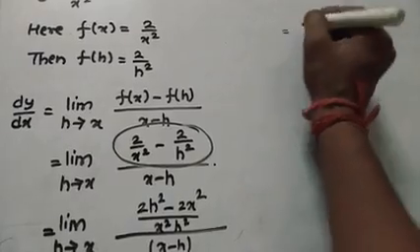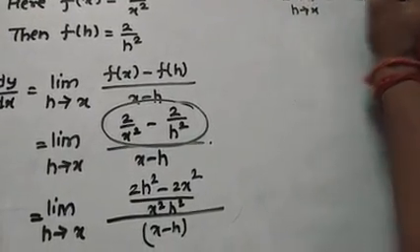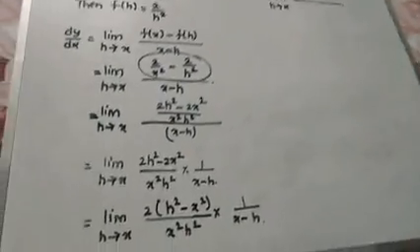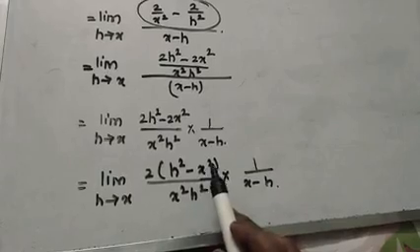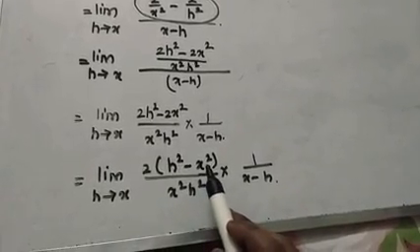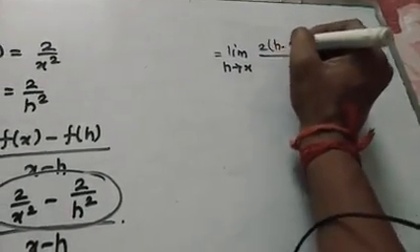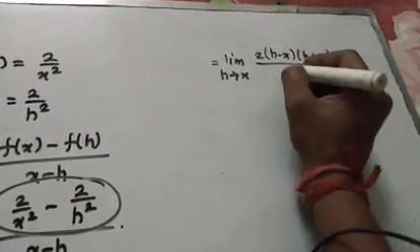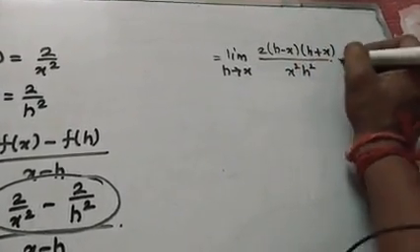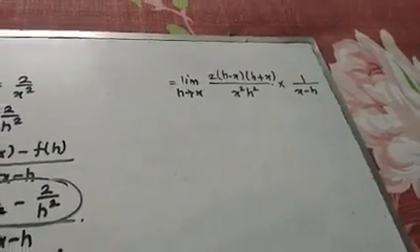After that, limit h tends to x. Now see here, h square minus x square, that is the a square minus b square formula. So let us use that formula: 2 into h minus x into h plus x, and the denominator is x square into h square, and here 1 by x minus h. Clear?